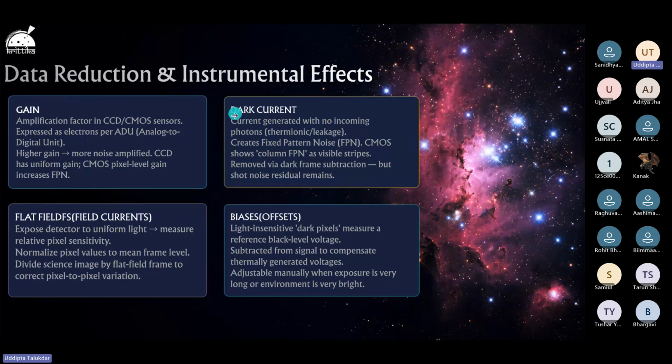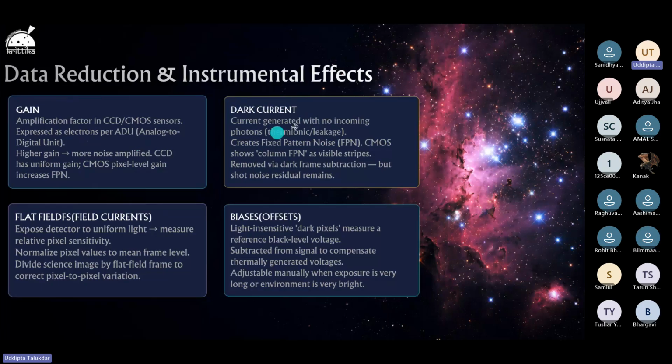Next, we have dark current. This essentially is electrons generated by heat inside the sensor and not by photons. In assignment questions, you must have seen separate folders, and one of them was the dark folder.